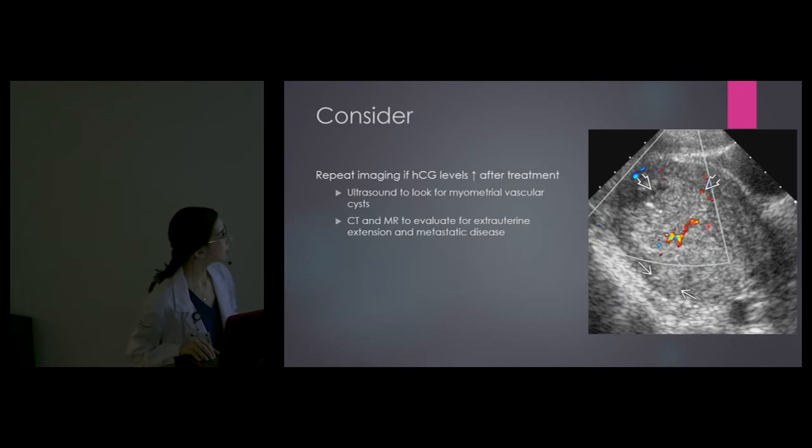So we should consider repeating the imaging if the chorionic gonadotropin levels persist elevated after treatment, and we can perform an ultrasound to look for myometrial vascular cyst, or a CT and MRI to evaluate for extrauterine extension and metastatic disease.